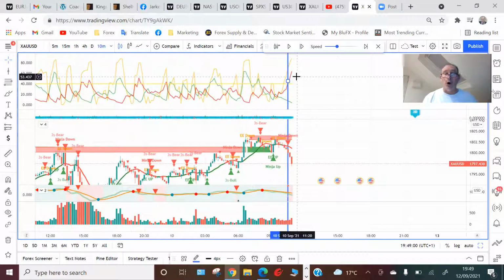Now with 2.0, that's right, ladies and gentlemen, we've added in price action. We've added in engulfing candles. We've added in Heikin-Ashi candles.